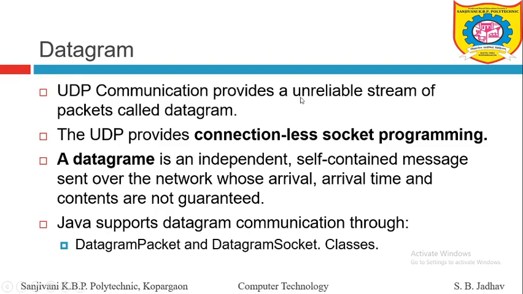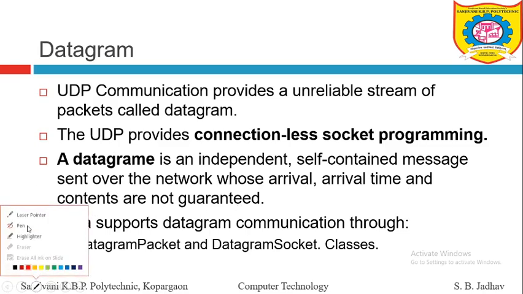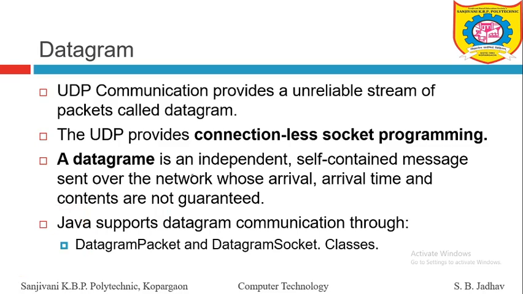UDP communication provides unreliable stream of packets which is called as datagram, and the UDP provides a connectionless socket programming. A datagram is an independent self-contained message sent over the network whose arrival time and contents are not guaranteed. So this is the major difference between the TCP and UDP.